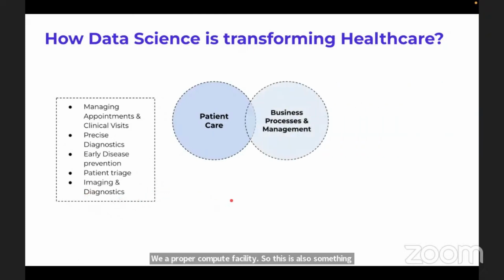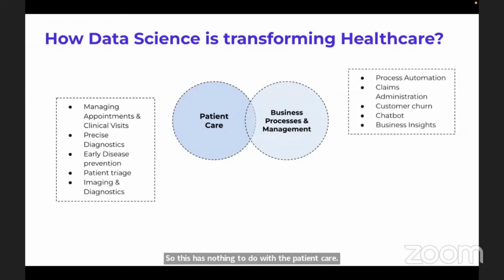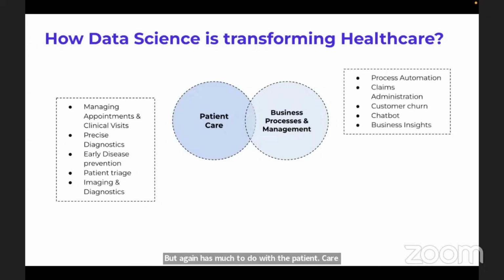The next big thing is business and management. This has nothing to do with patient care directly, but again has much to do with patient care also. So what are the big things, if I can tell in 1, 2, 3, 4, 5? First is process automation. Robotics and these things will also fall into this category.